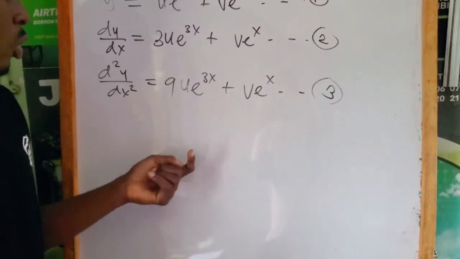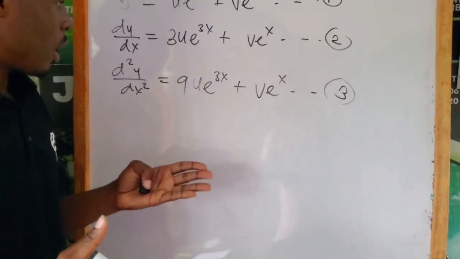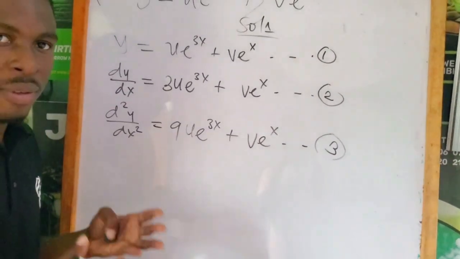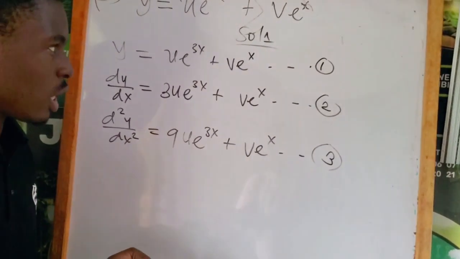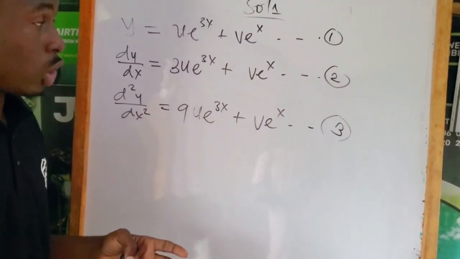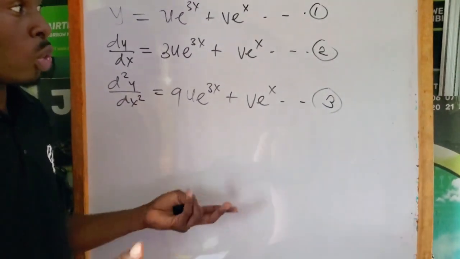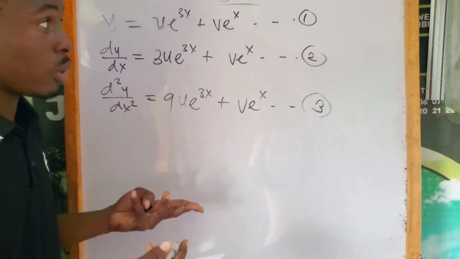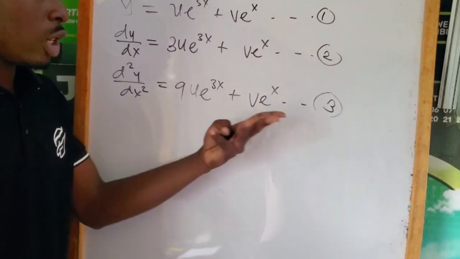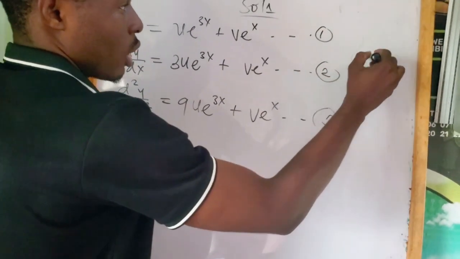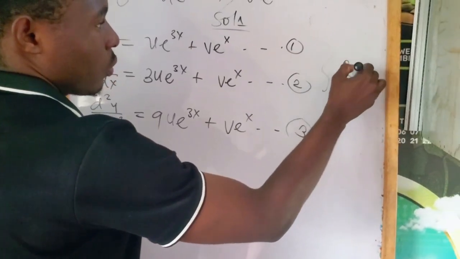Now, how do we solve this? Because we can see after taking the derivative twice, we haven't found a simplified version of it yet. So the best we can do in this situation is to solve them simultaneously. That is, you can pick any 2 of your choice, solve them simultaneously and substitute your answers in the others. So I'm going to pick 1 and 2.